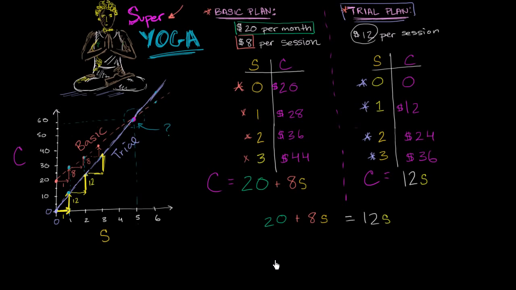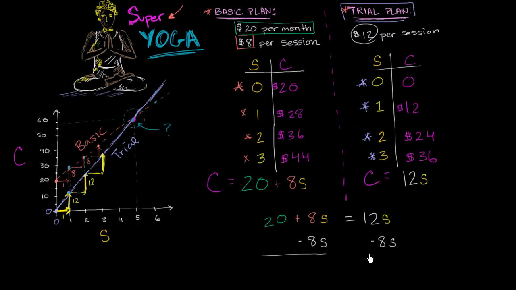So what's the best way to get rid of this 8S from the left-hand side? Well, the easiest thing I can think of is to subtract 8S from the left-hand side. But I can't just do that. If I do that, then this equality won't hold. These things were equal to each other. If I just subtract from one side, the left-hand side won't be equal to the right-hand side. In order for them to be equal, I have to do the same thing on the right-hand side.